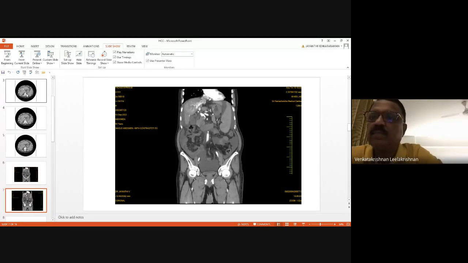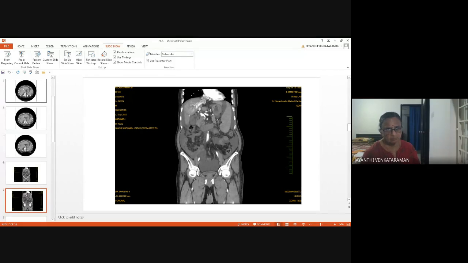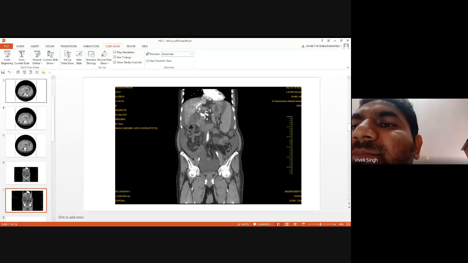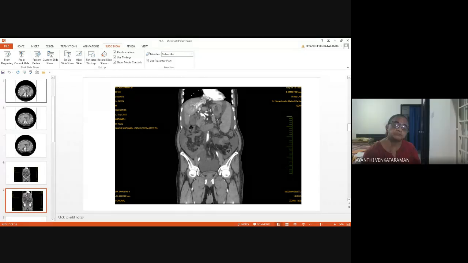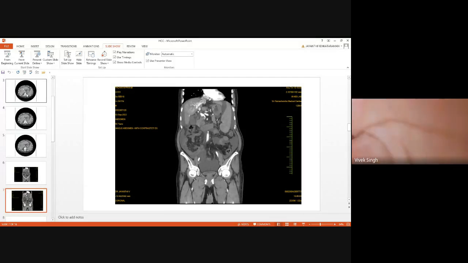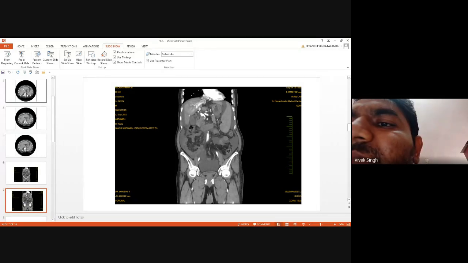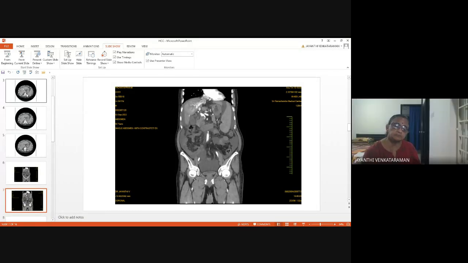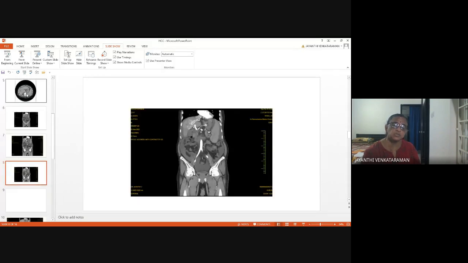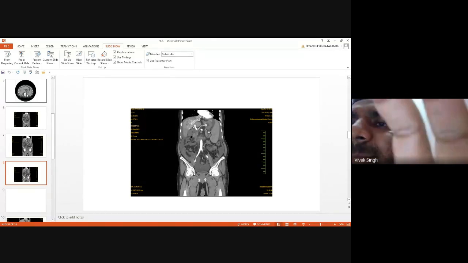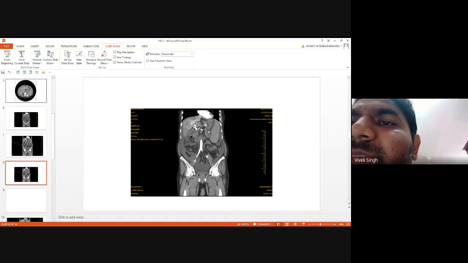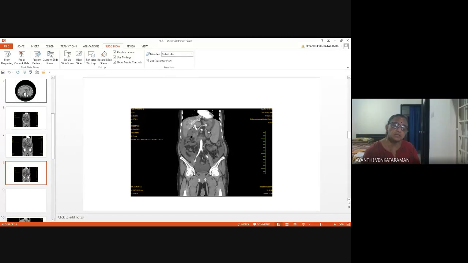Now, what is this? Same patient. This is a coronal section of the abdomen. What's happening? The arterial phase only, ma'am, this also. Arterial, where is it heading towards? Now see this. Where is it heading towards? What's happening to the IVC?